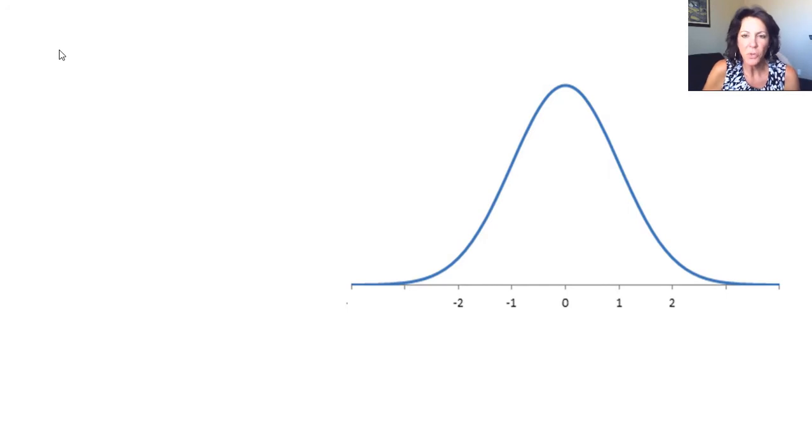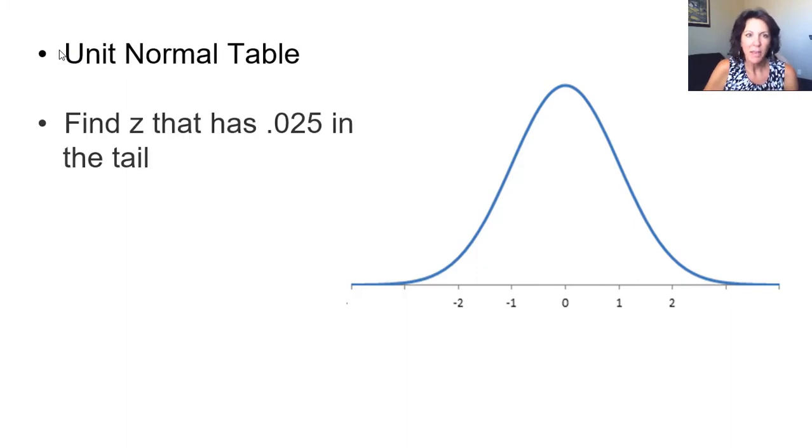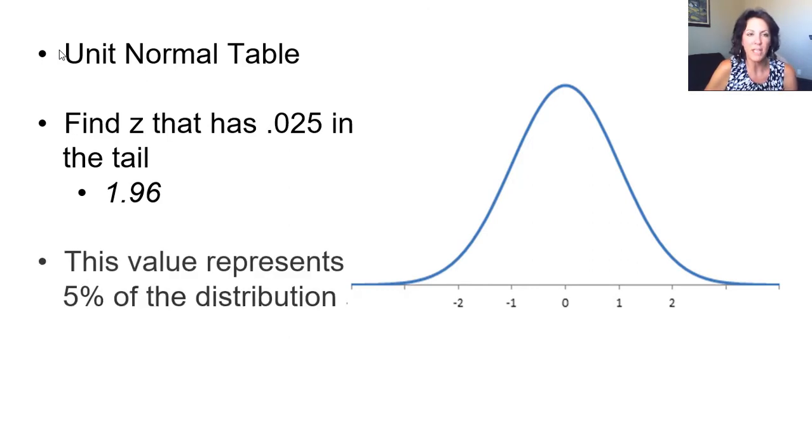On the right-hand side of the screen, we have the normal distribution and we have z-scores on the x-axis. I'd like you to take out your unit normal table and find the z that has 0.025 in the tail. So what you're going to do is open up your unit normal table, look in column C for proportion in the tail, find 0.025, and then look over to the left to see what z-score corresponds with it. If you need to pause the computer, please do so. 1.96 is the z that is associated with 0.025 in the tail.